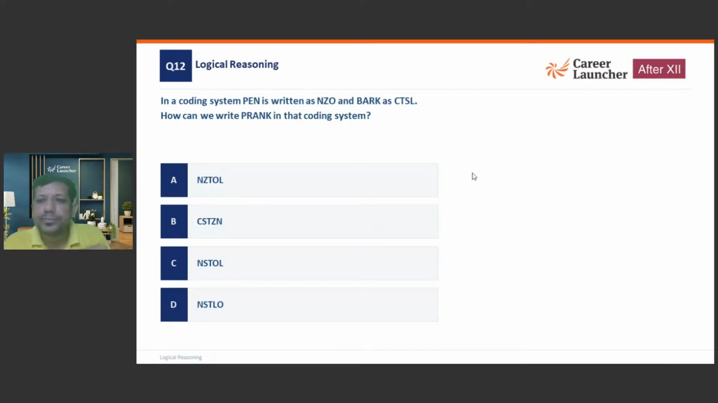Now this one. Hmm. What is the answer? C. So what I'm going to do? What is K here? K is L. What is K here? K is L. These options are gone. What is R here? S. What is R here? It should be S. Got the answer? Clear?